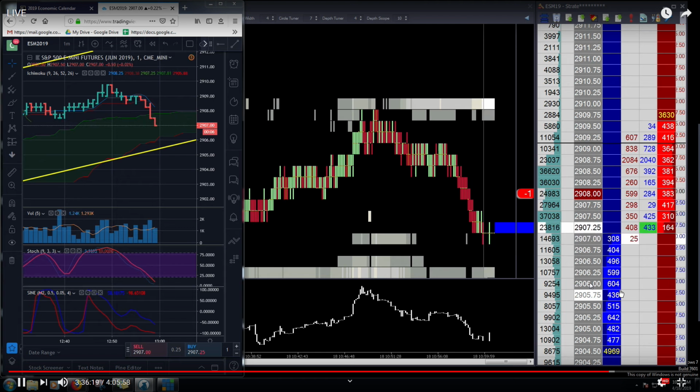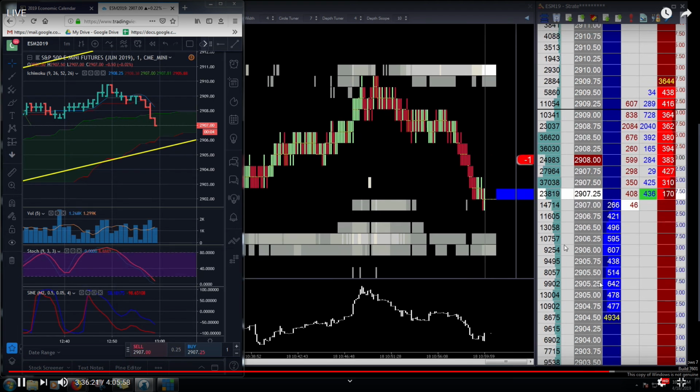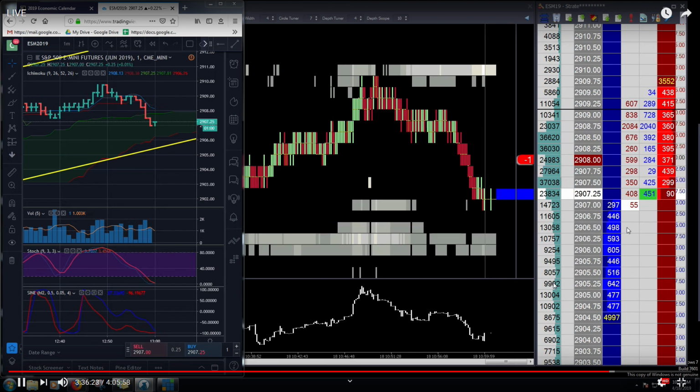So here's the deal. I'm looking for a target. Bang. Why did I choose 2906.50? There's 593, 583. Look at this size, it has been sitting here for a very long time. You can see that a lot of size has been sitting here for a while.